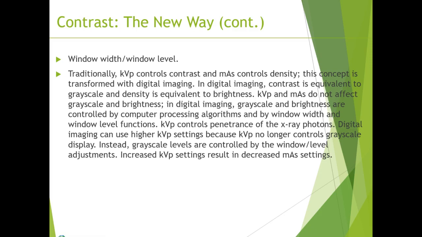There's a new way to deal with the contrast in digital, and that's using the window width and window level. Traditionally, the kVp would control the contrast and mAs would control the density, and what we got is what we got. But now there's the ability with digital to do some post-processing, either with algorithms in the machine or at the workstation by the radiologist and/or technologist to deal with the densities and with the brightness control, and to window and level the contrast and so forth.